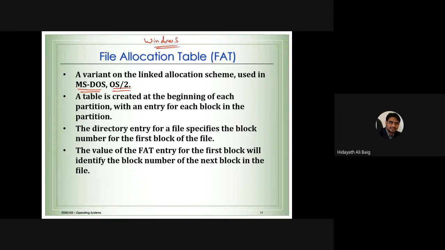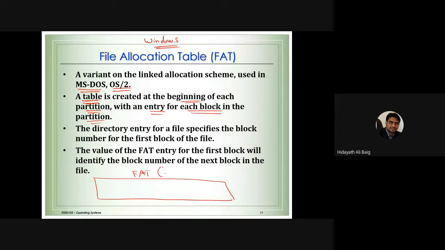What will be there in the method? There will be a table. We call it the file allocation table. I will show you the picture. So we'll have a table, the file allocation table. It is in the beginning of each partition of the hard disk, with an entry for each block in the partition. This is called a FAT.